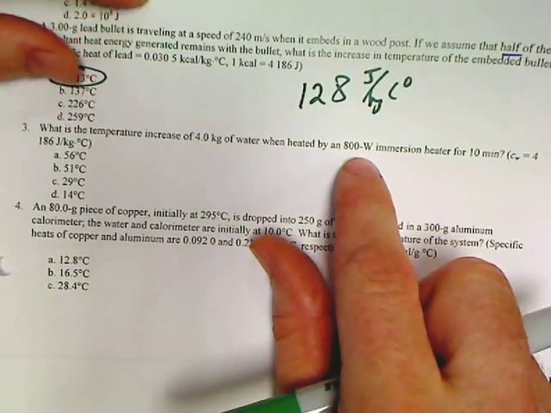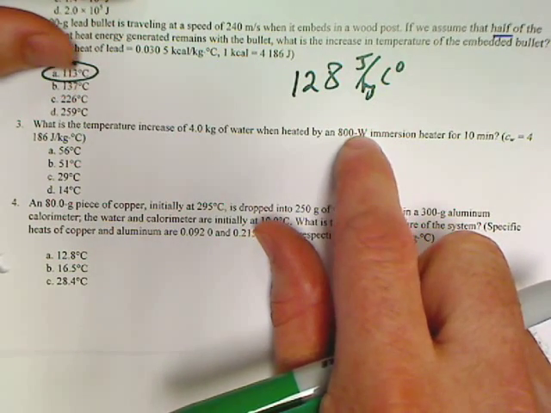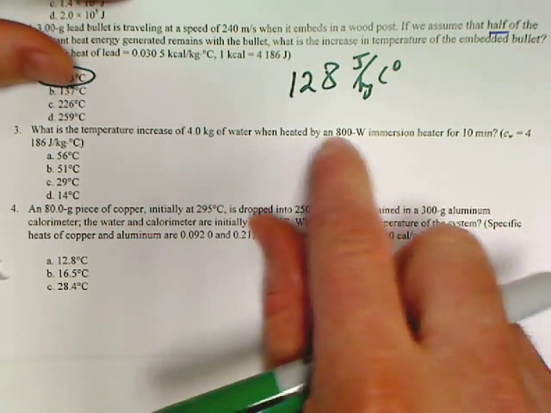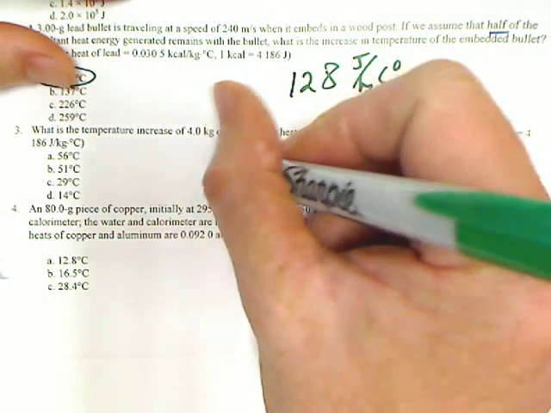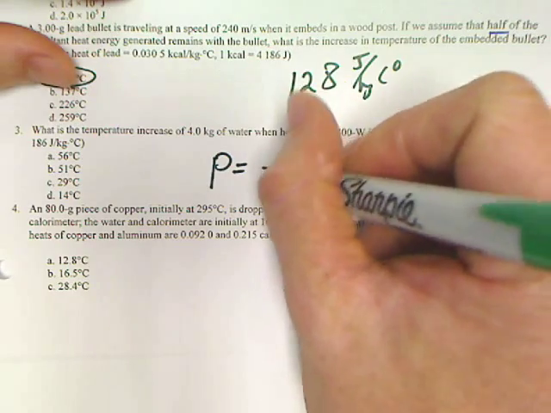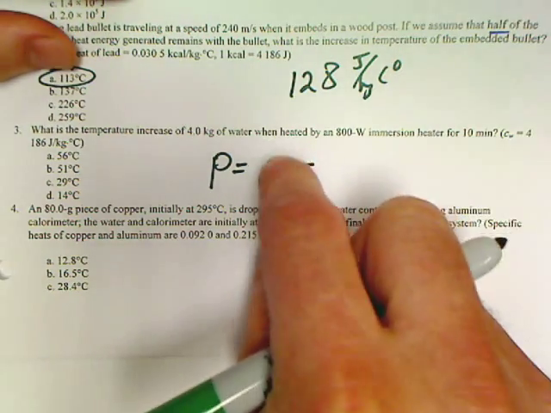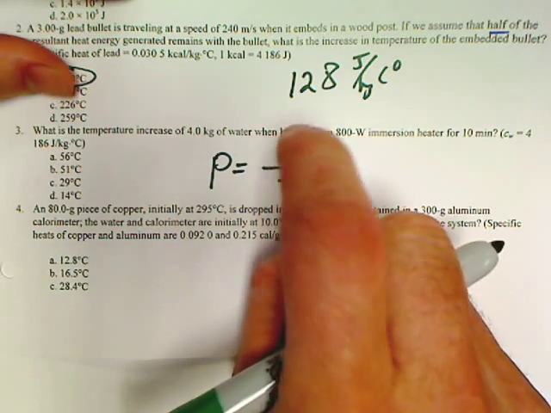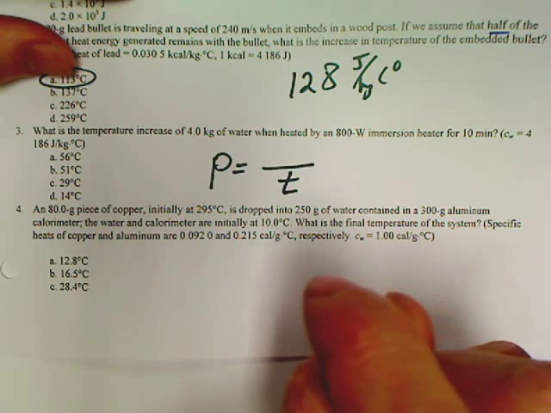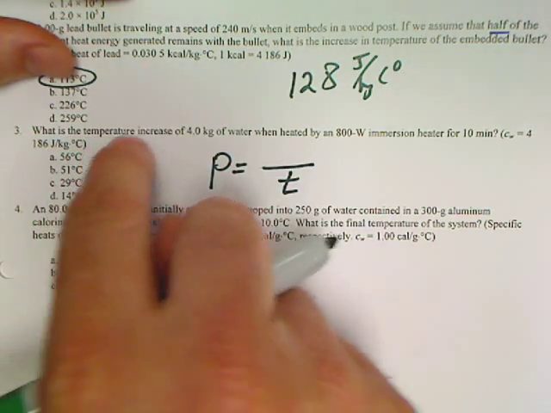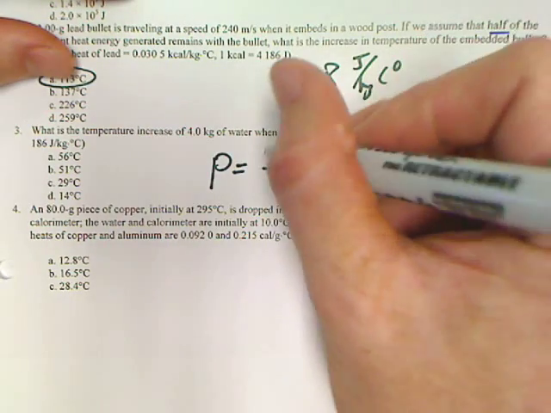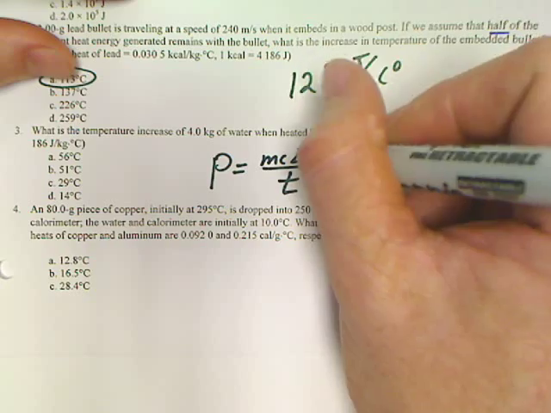All right, the big thing I see on the next one, I see a wattage here. That means this is a power question. The second I see that watts, I know this is going to be power equals something over time. Now, the only question I have is, is it going to be an MC delta T, or is it going to be an ML over time? Well, it says what is the temperature increase. So this is an MC delta T problem.